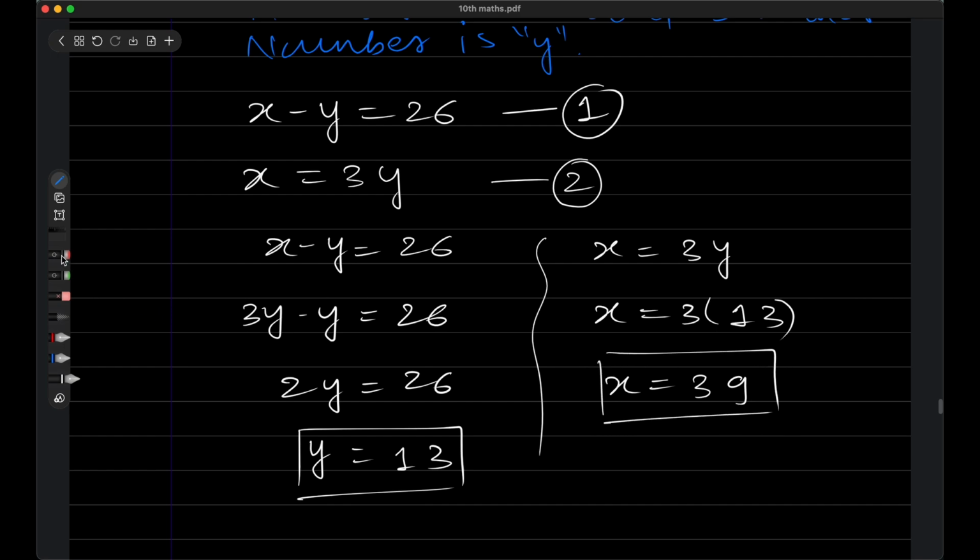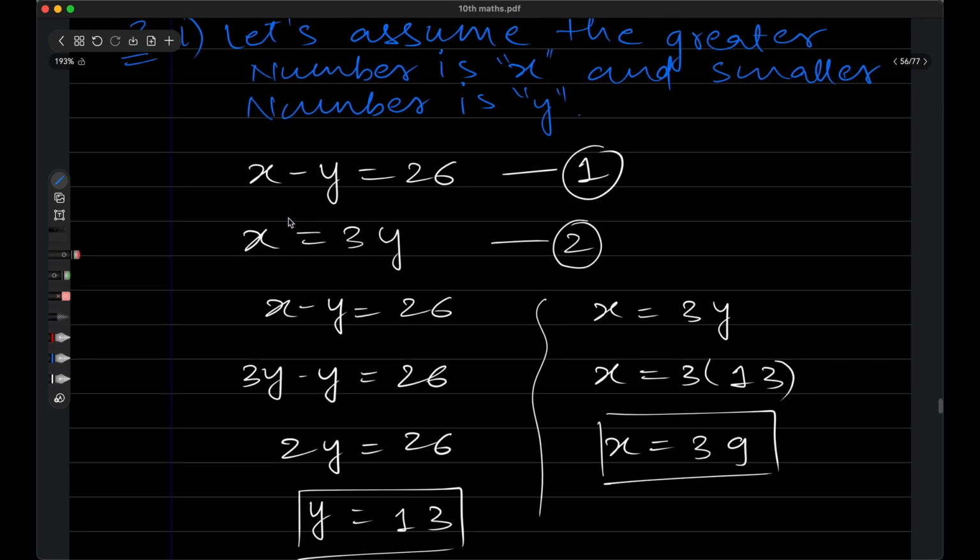We can verify the answer by putting the values in the equation. That is x minus y, 39 minus 13. We will get 26, which is the right hand side. And if we put the value in the second equation, it is 3 into 13, that is equals to 39, which is the value of x.